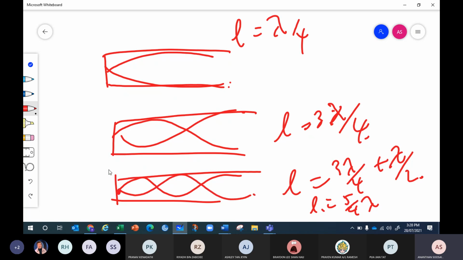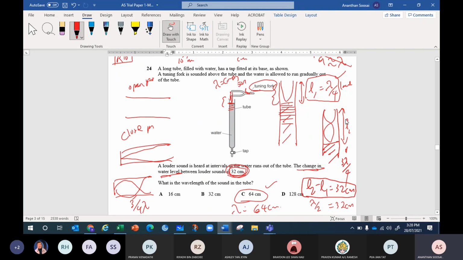The closed edge always forms a node. The open edge always forms an antinode. Okay, to get a loud sound, the first loud sound is quarter lambda. The following loud sound is definitely 3/4 lambda.